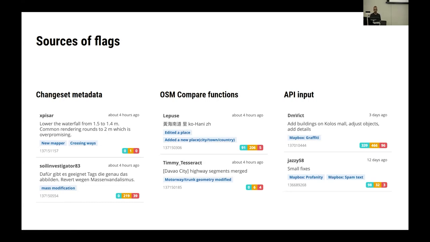We also have the OSM Compare functions that run on each feature. So when a change set is created, for each feature touched by the change set, like each feature created, modified, or deleted, we run a set of functions and some quality checks. And then we have that information also attached to the change set on OSMCha. And also we have the API inputs. For example, the Mapbox data team, they review lots of features manually, and then they add some of those tags like graffiti or spam text.